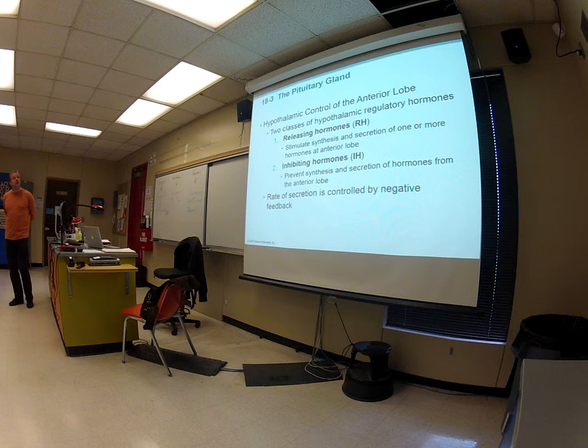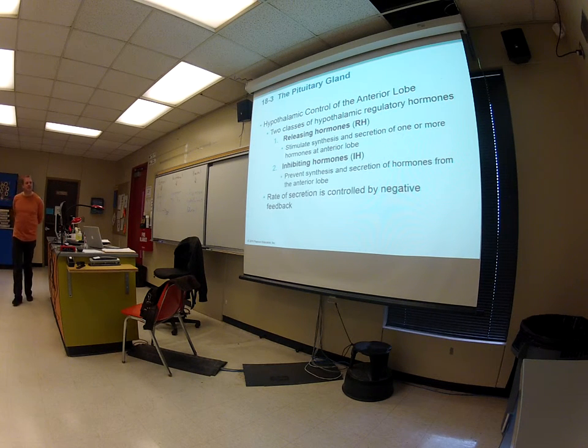So it says hypothalamic control of the anterior lobe. Now we're still on the anterior lobe. It says two classes of hypothalamic regulatory hormones. Releasing, which means it's going to do what? It's going to stimulate it, yeah. Releasing is going to stimulate it. And then how about inhibiting? There we go. So once we sense it's active, then we're going to tell it to stop.